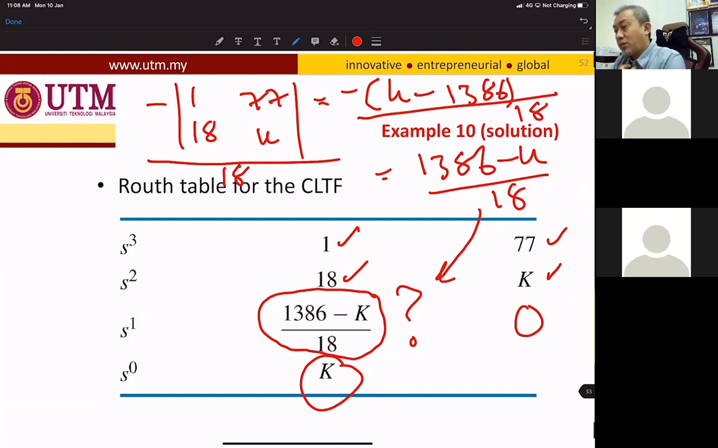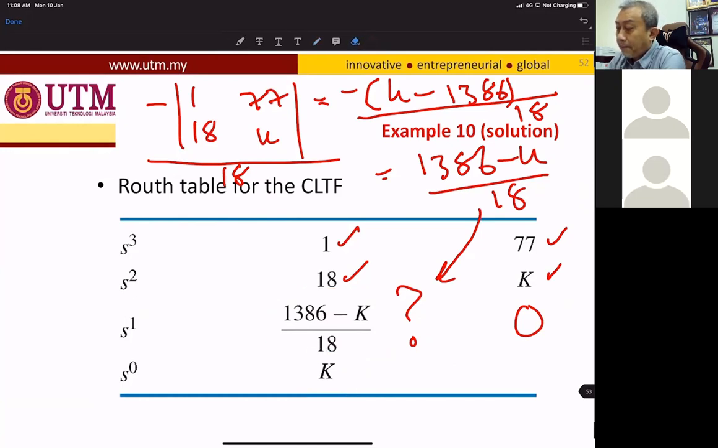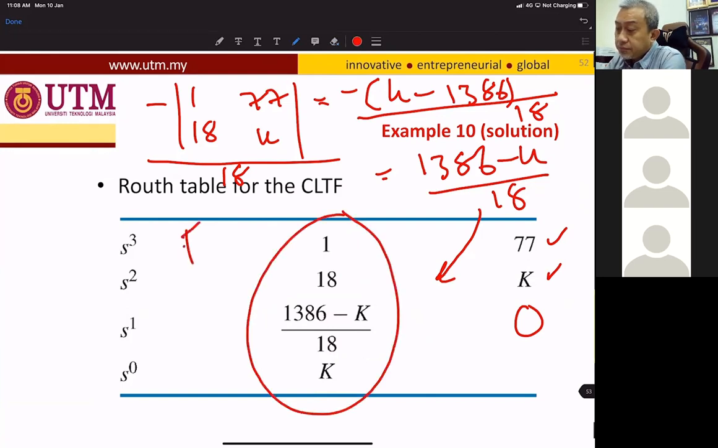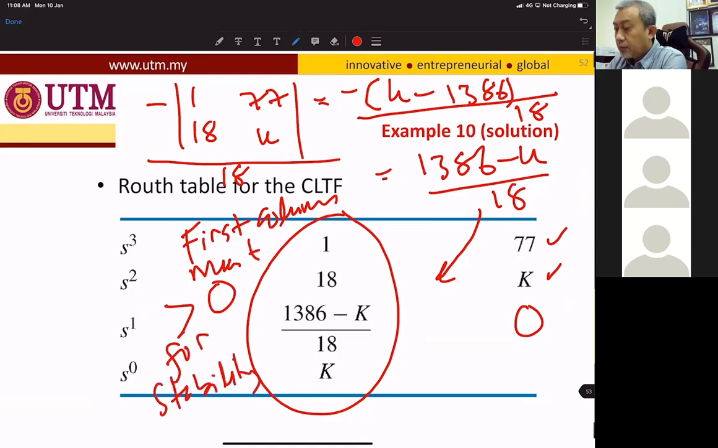So what is the theory of Routh-Hurwitz for stability? The first column must have no sign change, the first column must be greater than 0 for stability. So is 1 greater than 0? Yes. Is 18 greater than 0? Yes. But for this one, you have to find the range.